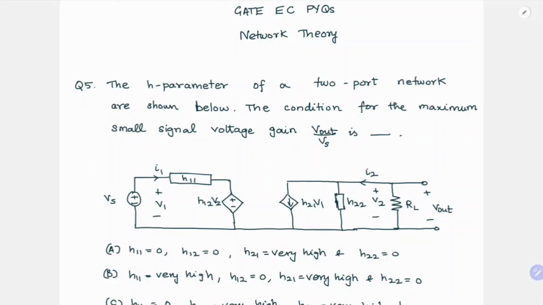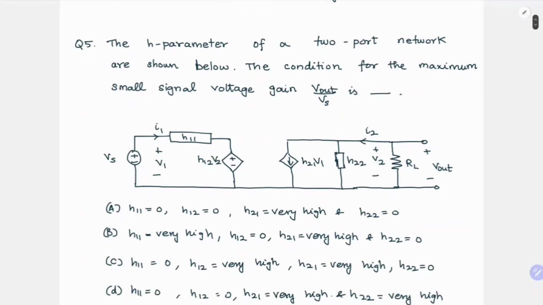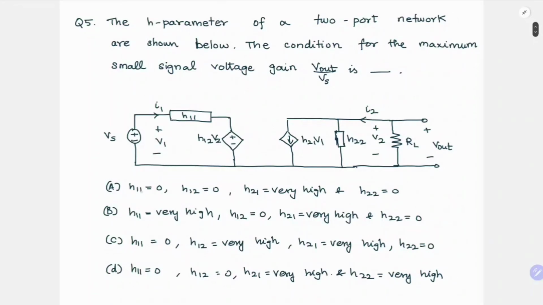The H parameters of a two-port network are shown below. The condition for the maximum small signal voltage gain Vout by Vs is dash. So this is the circuit they have given, and they have given some options stating that, whether we want to find each of the H parameters, whether it is 0 or very high, considering it as infinite.